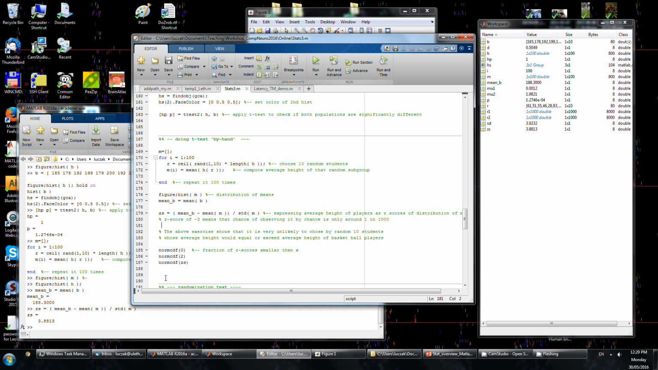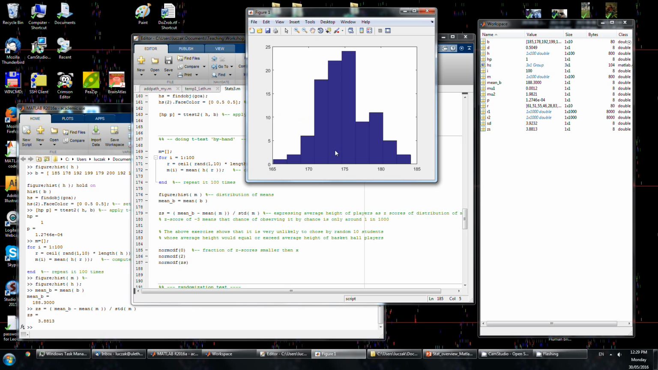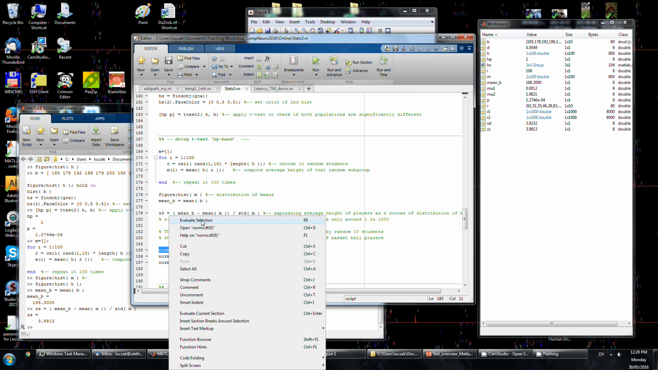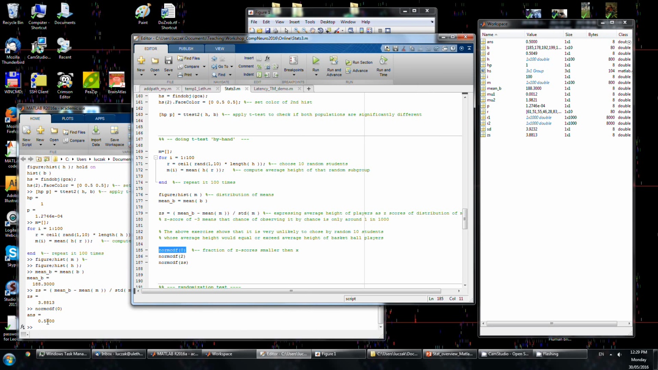So how to get an estimate, for example, of the p-value from that? We can use the normcdf function, the cumulative distribution function of the normal distribution, to get this approximation. Here in this line we calculate the z-score of this average height, and now we can see how likely each such z-score is. So let's see how likely it is to have a z-score of 0. Here you see the answer is 0.5.